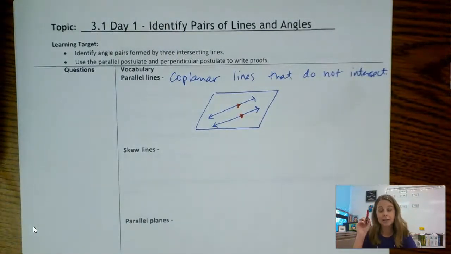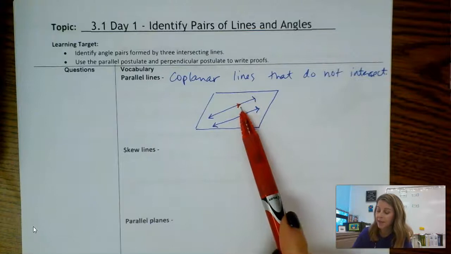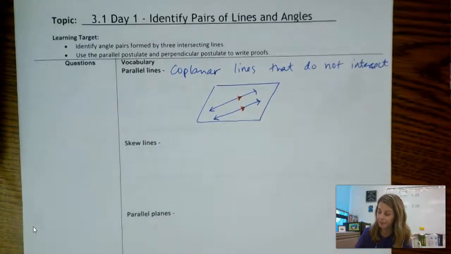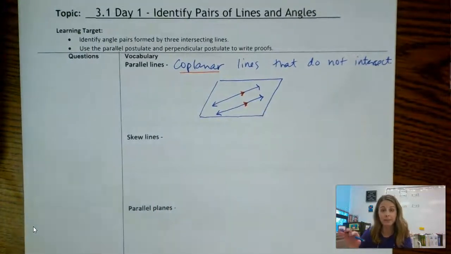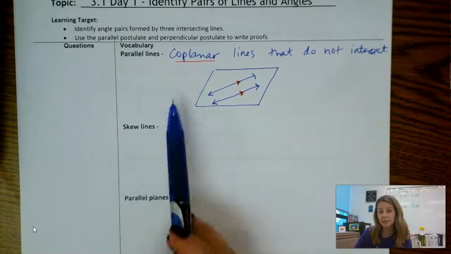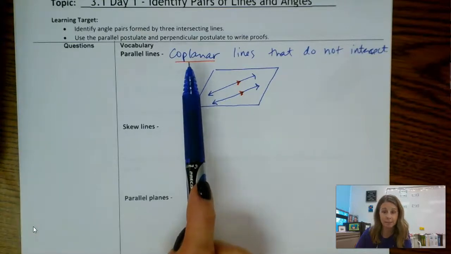So similar to how we did those tick marks for congruent segments, parallel lines have these little colored in triangles, or sometimes it'll be an arrowhead on there. Okay, so important piece here is they are on the same plane and they don't intersect. So skew lines are similar to parallel, in fact, but the only difference is they're not on the same plane.